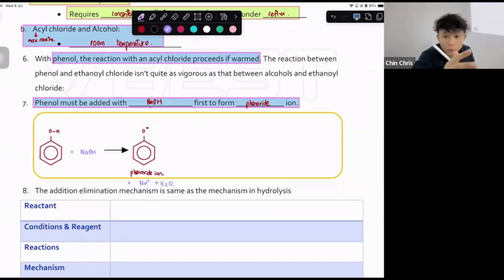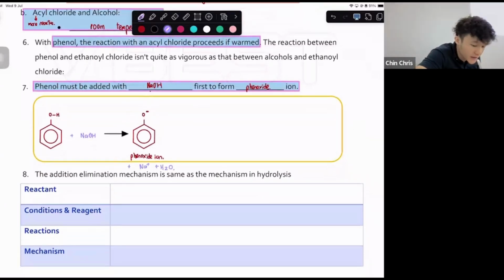Okay, so these are all the byproducts, which I don't need. I just need my phenoxide ion. So guys, once I have my phenoxide ion, I'm going to react it with an acyl chloride. Okay, I want you guys to draw your acyl chloride.